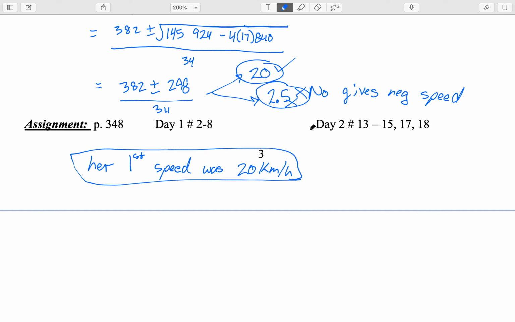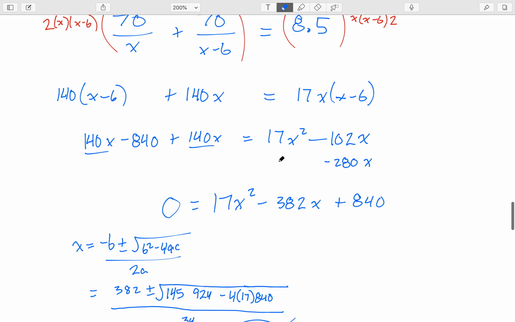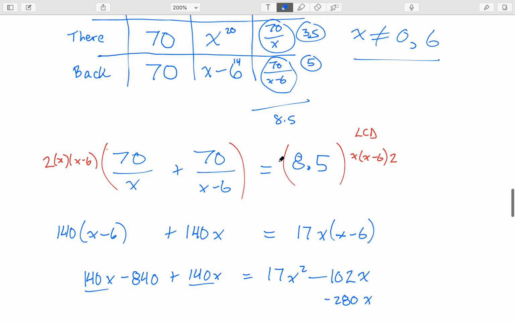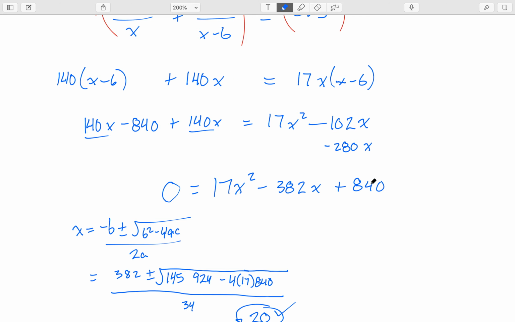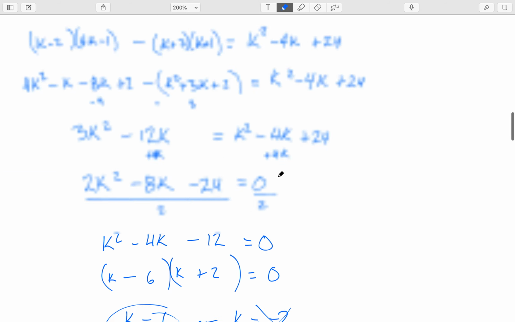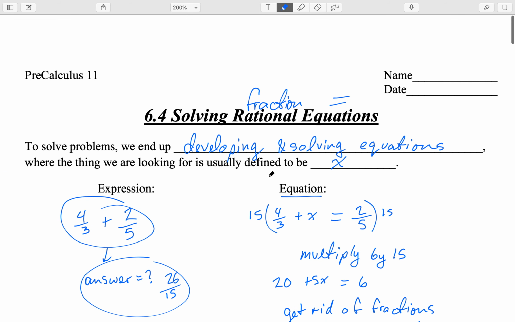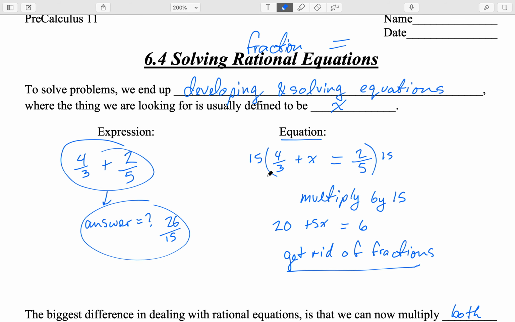Ta-da. Okay, so don't worry about day 2 right now. That'll be next week's stuff. Today, we're just going to look at the first part, so 2 through 8. And I do believe I'm going to have those ones online. These ones are actually way easier than before because we can get rid of the fractions. And if it does turn out to be an ugly quadratic like this, by all means, you have a quadratic formula. Use it. You don't want to be doing these things by hand. Alrighty. That would be solving rational equations part 1. Good luck.